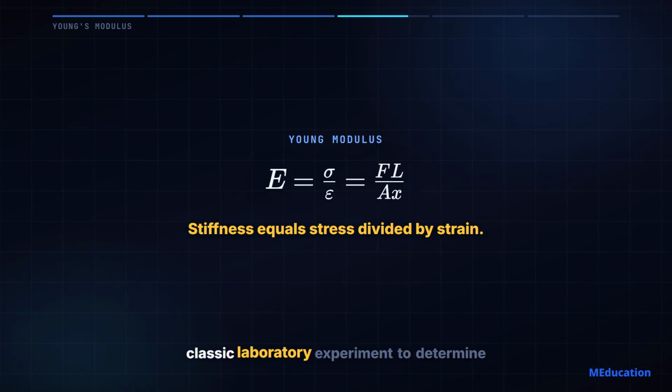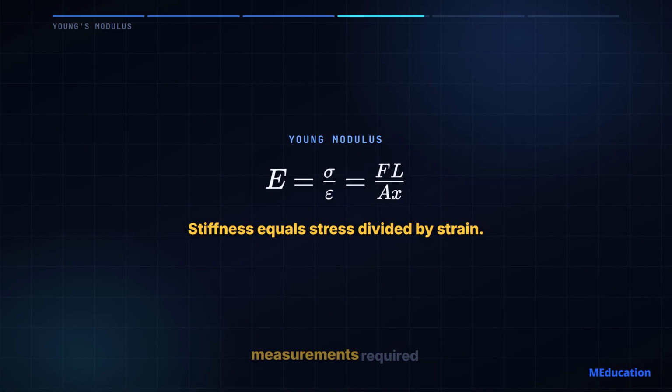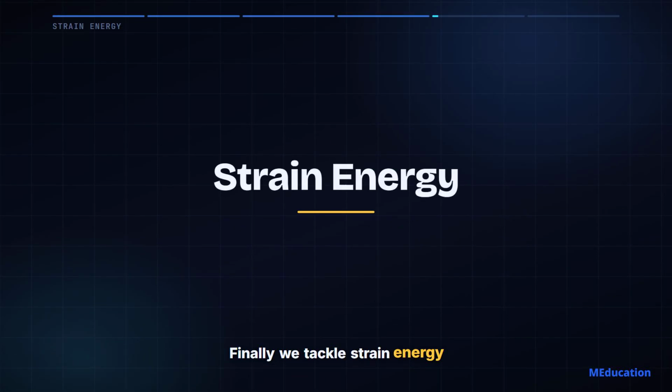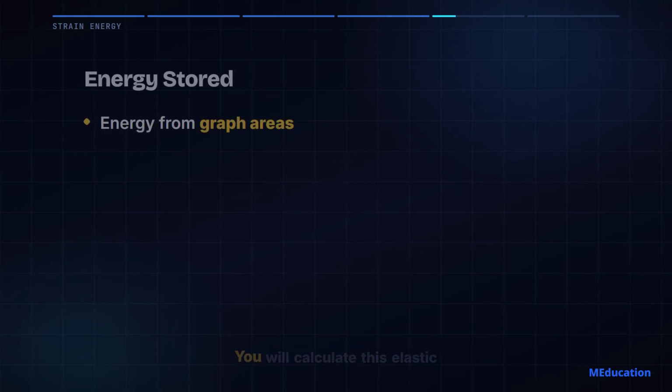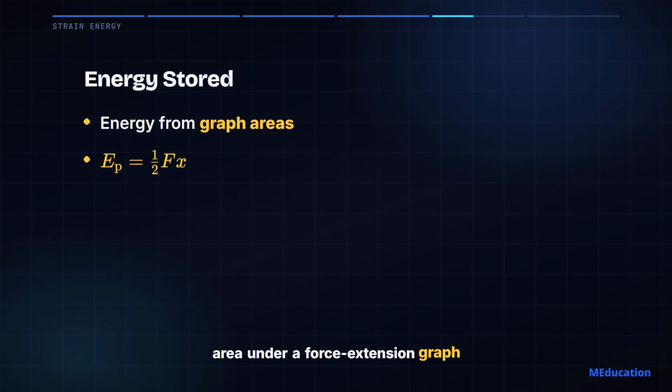You will also learn the classic laboratory experiment to determine this value for a metal wire, including the precise micrometer measurements required. Finally, we tackle strain energy. Whenever a material deforms, work is done and energy is stored within it. You will calculate this elastic potential energy by finding the area under a force extension graph.